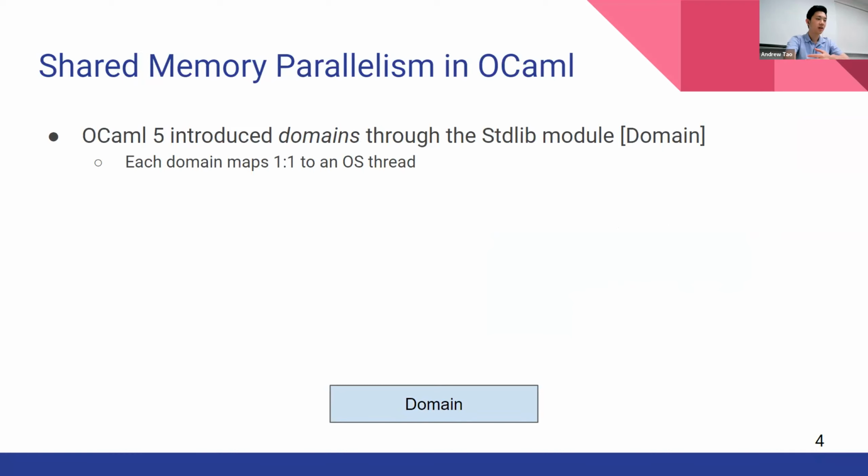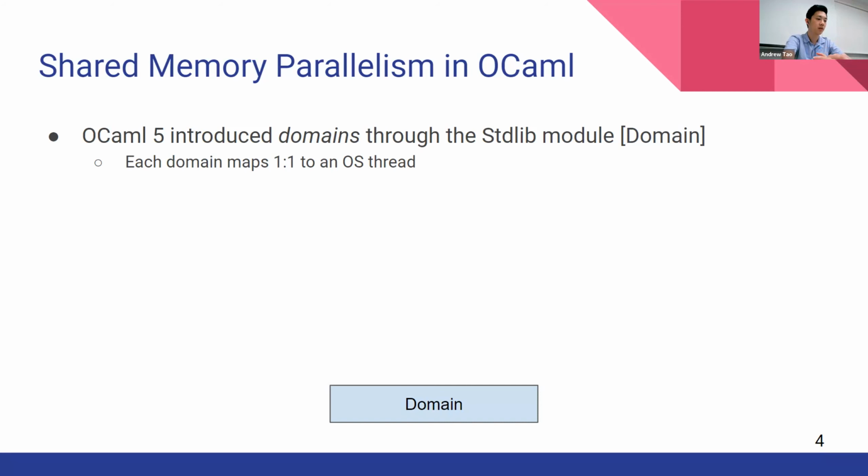So for the unaware, in OCaml 5, there's a new primitive called domains, which can be worked with using the standard library module Domain. Really, all a domain is, is a one-to-one map to an OS thread. So it's a heavyweight entity, and it's expensive to create and tear down because every domain keeps its own internal state for things like memory allocation.